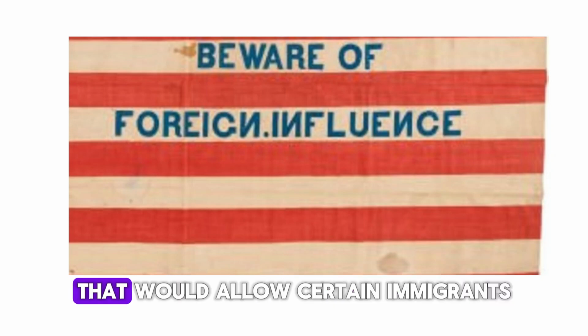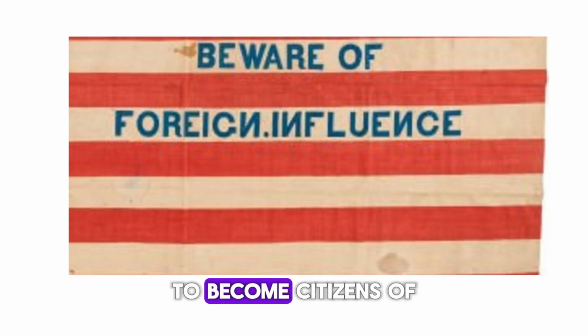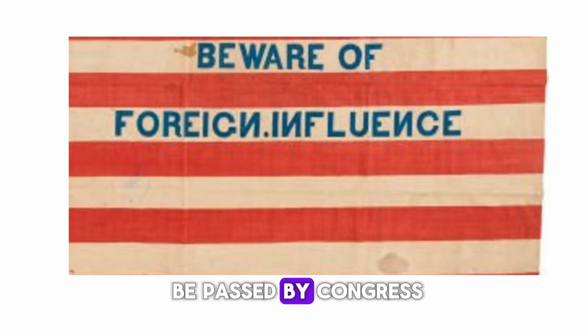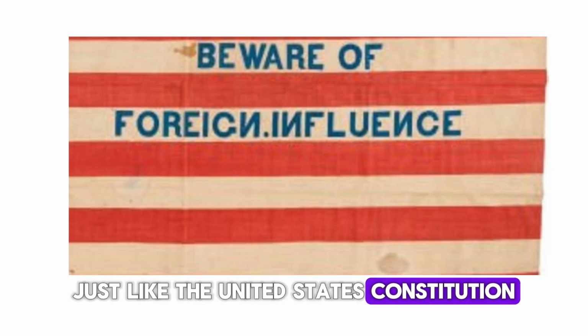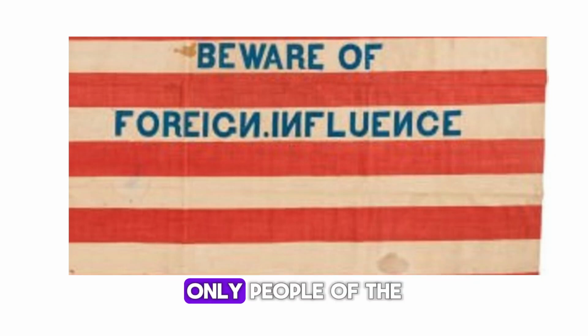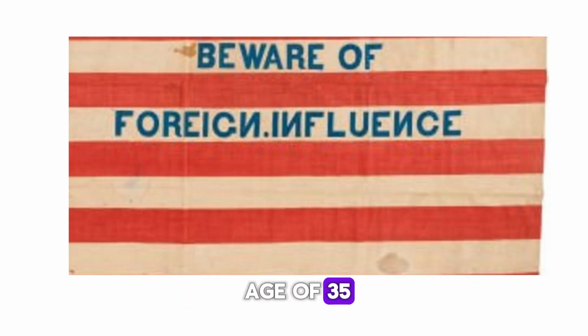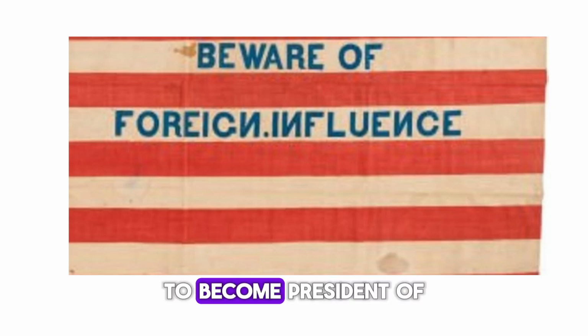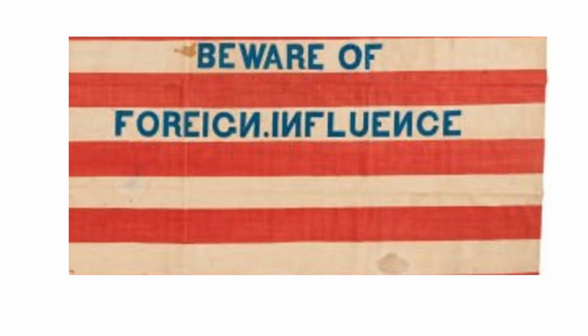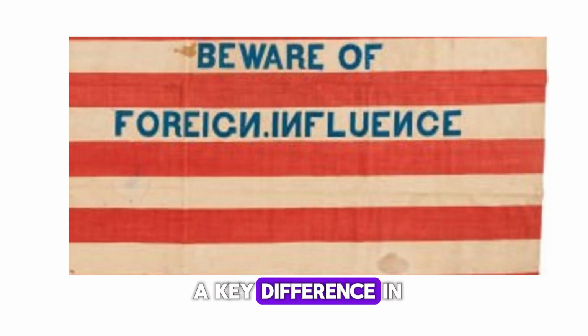The Confederacy, however, did have naturalization laws that would allow certain immigrants to become citizens of the Confederacy, and these naturalization laws would be passed by Congress, just like the United States Constitution. And the Confederacy allowed only people of the age of 35 who were born in the Confederacy to become president, just like the United States Constitution. And yeah, that was a key difference in Article 1.